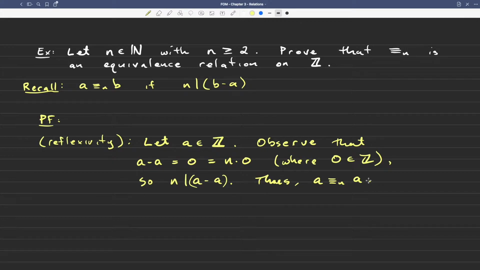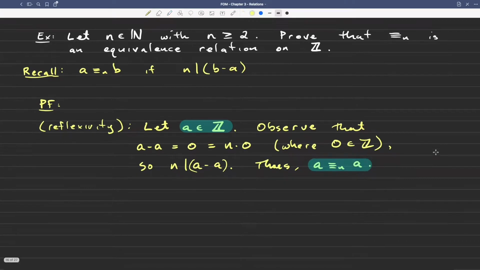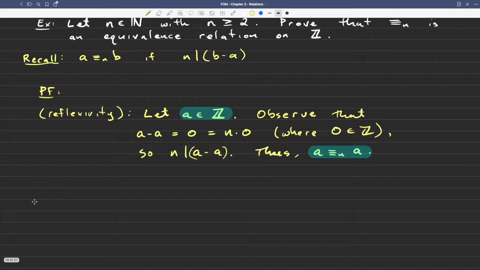Now, this proof that I'm giving you here is a template for how all reflexivity proofs go. I want you to notice where I started and where I ended. Every reflexivity proof starts with an arbitrary element in the set, and then you show that it's related to itself. Okay, let's do symmetry next.